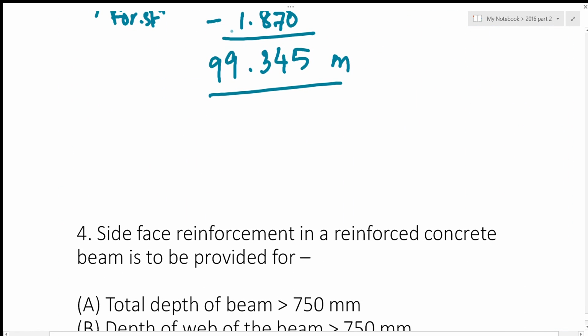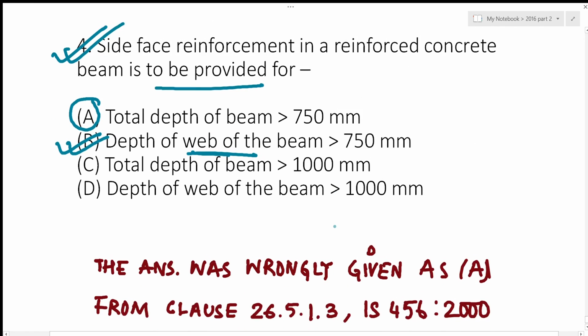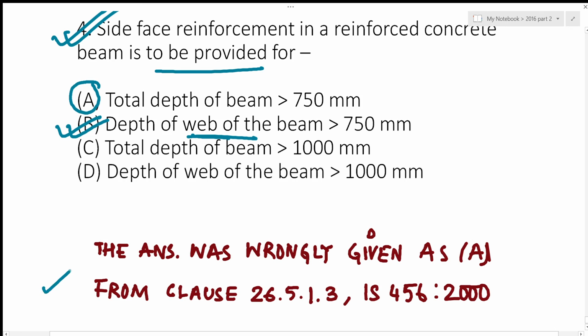Also, in the last video that I've provided, I made a mistake in question number 4. Side face reinforcement in reinforced concrete beam is to be provided for. The answer that I gave you all was A, total depth of beam should be greater than 750. The actual answer should be B. The depth of web of beam should be greater than 750 millimeter. This is according to clause 26.5.1.3 from IS 456.